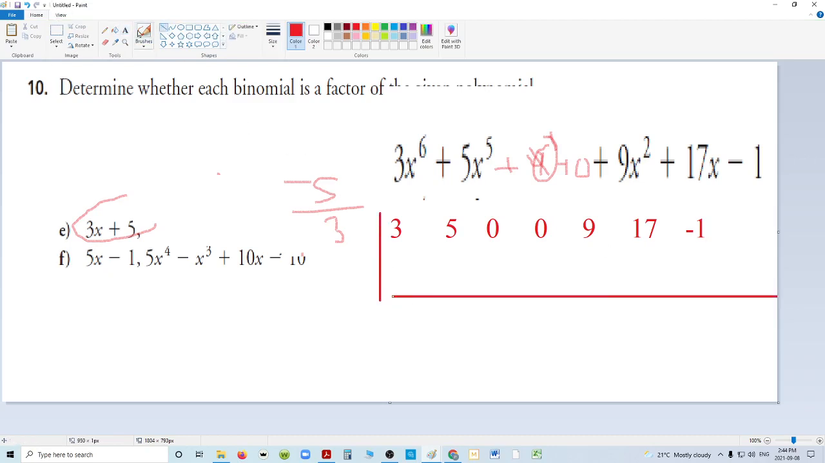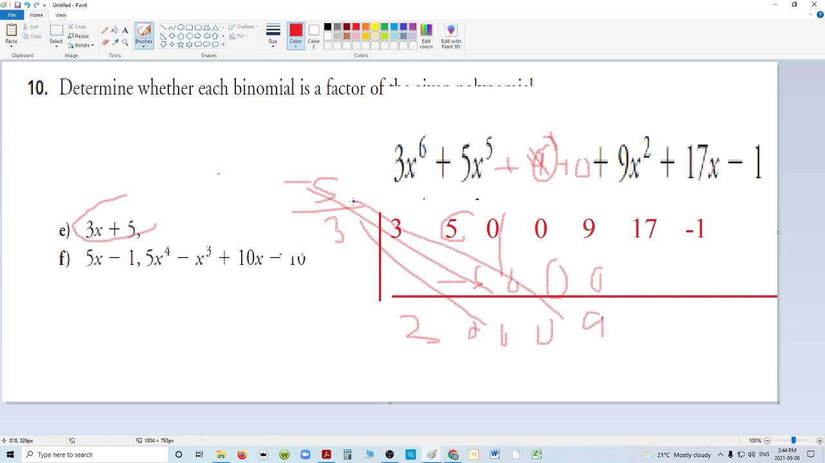I start by bringing down the 3. 3 times minus 5 over 3 is minus 5. 5 plus minus 5 is 0. Minus 5 over 3 times 0 is 0. 0 plus 0 is 0. That times 0 is 0. 0 plus 0 is 0. That times this is 0. 0 plus 9 is 9.